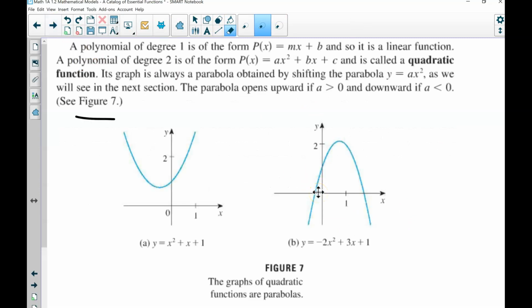Now, a polynomial of degree 1 is of the form p of x equals mx plus b, and so it is a linear function. A polynomial of degree 2 is of the form p of x equals ax squared plus bx plus c, and is called a quadratic function. Its graph is always a parabola obtained by shifting the parabola y equals ax squared. As we will see in the next section, the parabola opens upward if the value of a is greater than 0 and downward if a is less than 0.